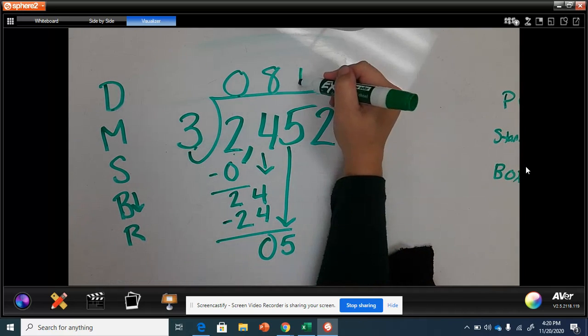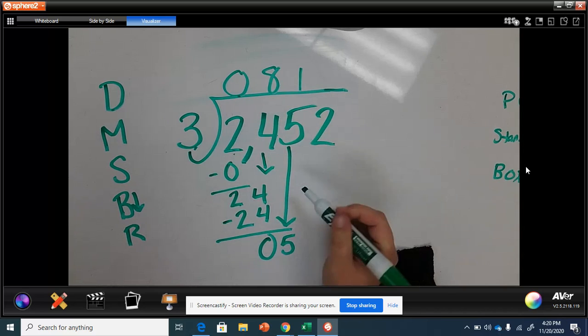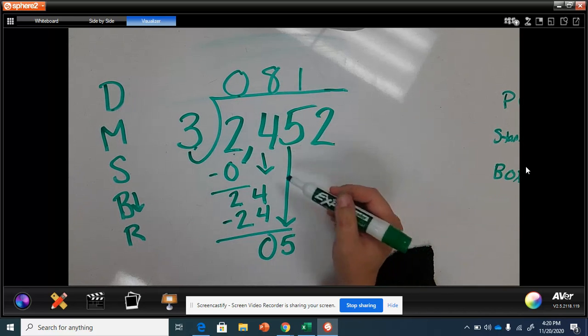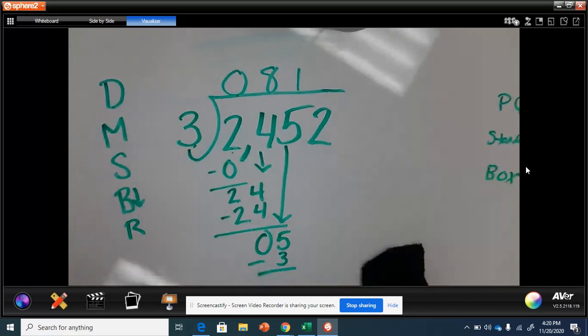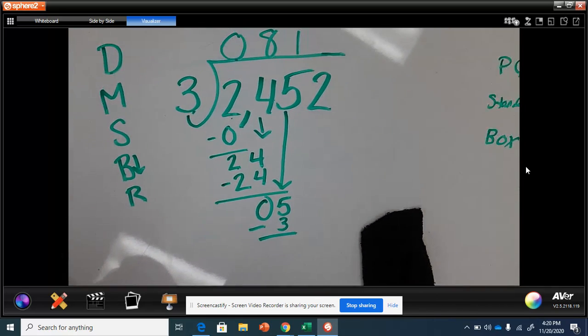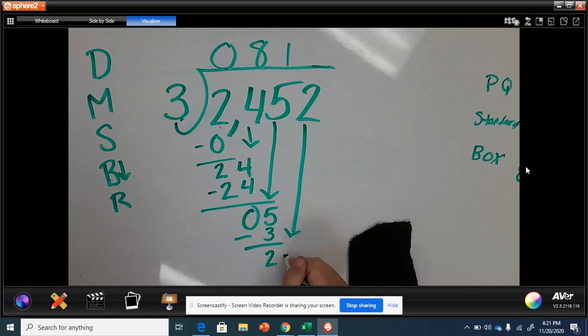3 goes into 5 one time. I could do that because the 5 is larger than the 3. So now I'm going to do 3 times 1, which is 3, and subtract it from the 5. Sorry, I got to move this around a little bit, which will give me 2.